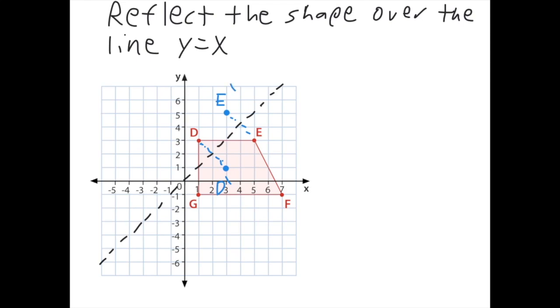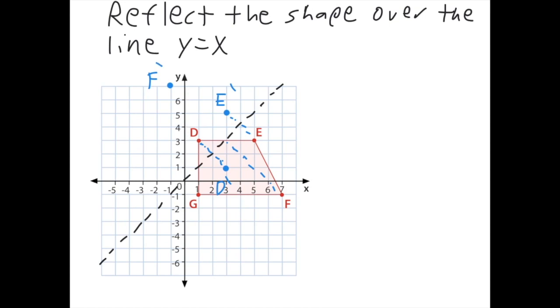Now let's look at F. Again, we need a dotted line of the same slope to get to it. However, we have 1, 2, 3, 4 units. That means it has to go to the left 4 and up 4. So then we do the same thing on the other side. Left 4 and up 4. And that will give us our point, F prime.